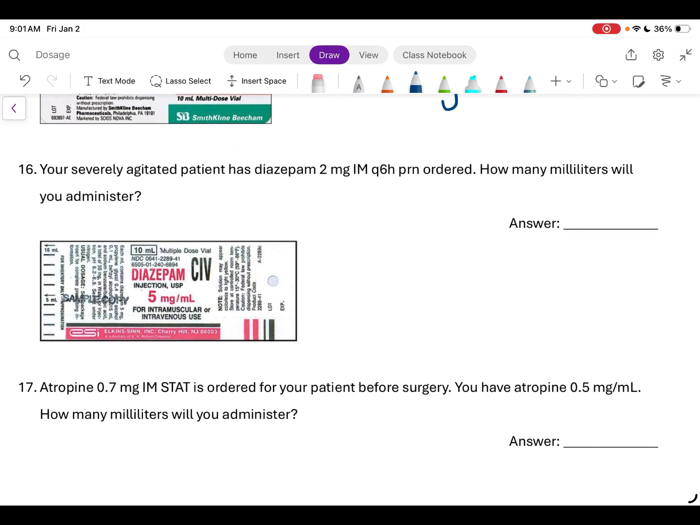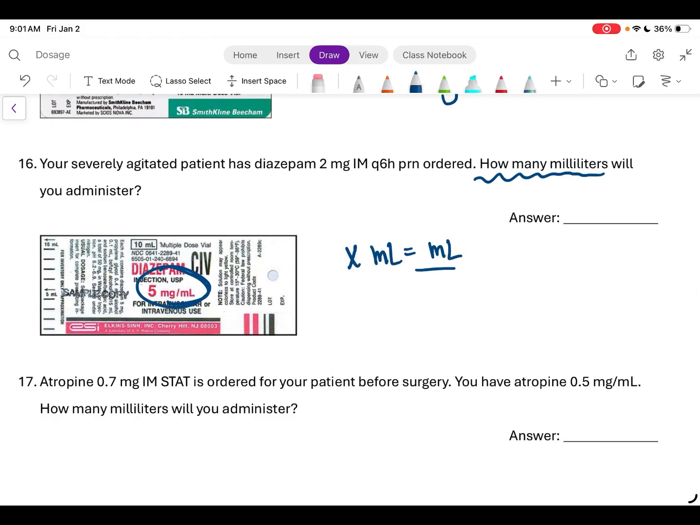Moving right along, your severely agitated patient has diazepam 2 milligrams ordered. How many milliliters will you administer? How many milliliters? X mL. Right here is your concentration. I'm just gonna write it upside down. There's my order of 2 milligrams. So this becomes 2 divided by 5, and I get 0.4.